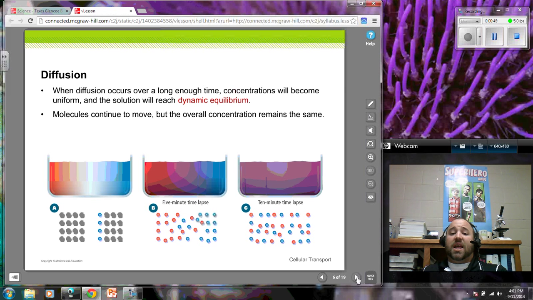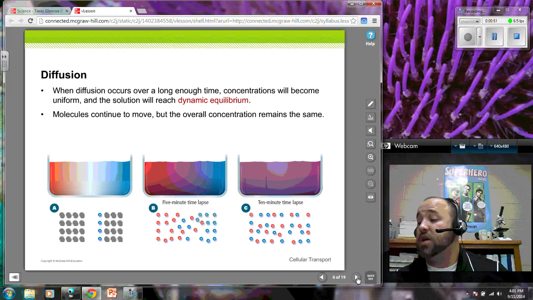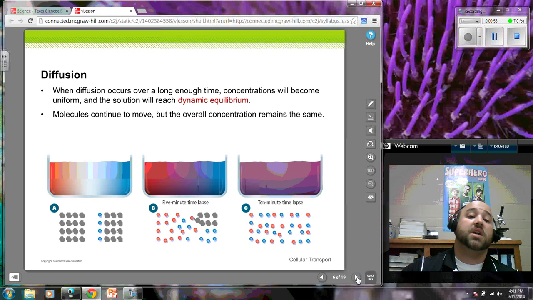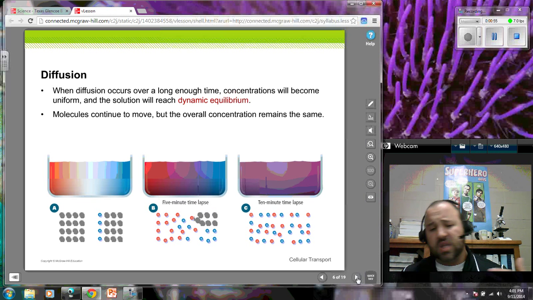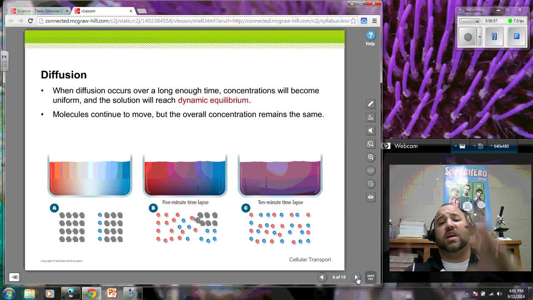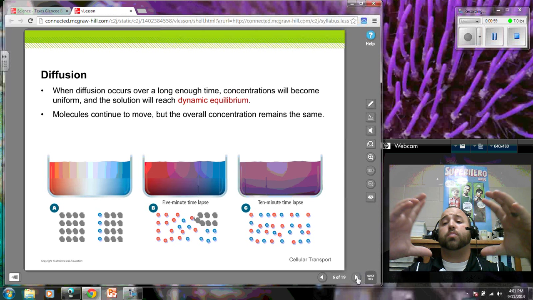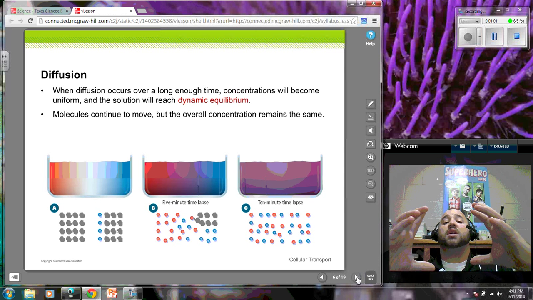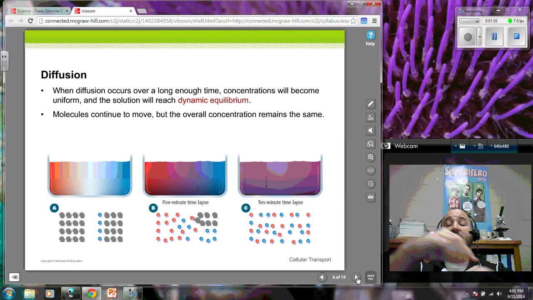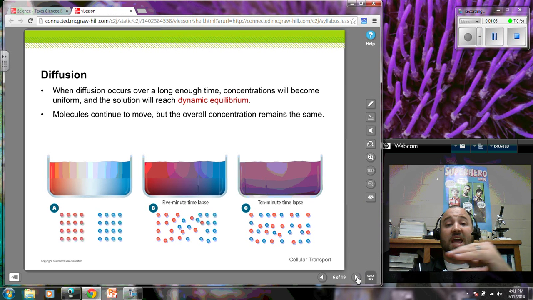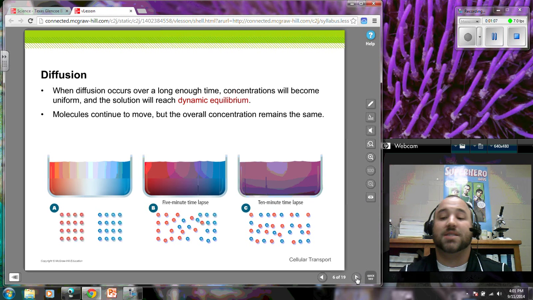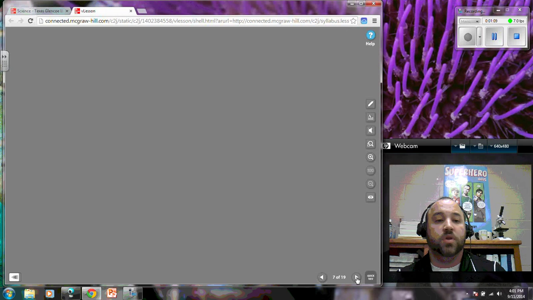Diffusion eventually reaches equilibrium. In that dynamic equilibrium, the concentration is now equal both ways. It's more along the lines of, these things are moving, but they're moving at such a rate that they stay at an equilibrium. That's why it's dynamic equilibrium.